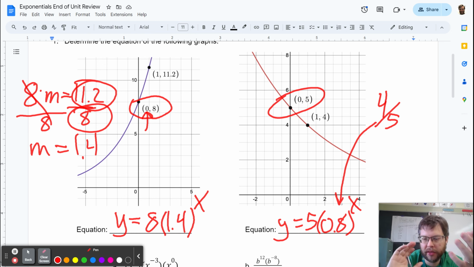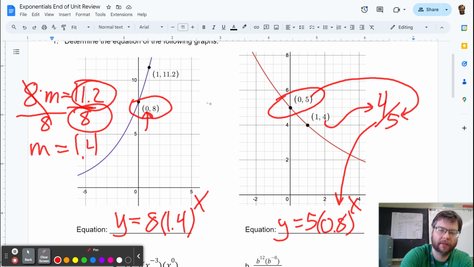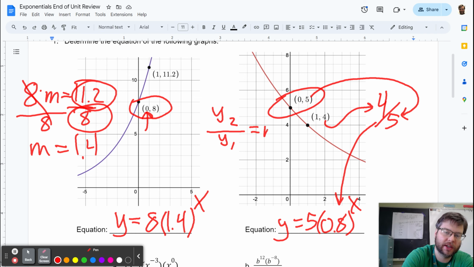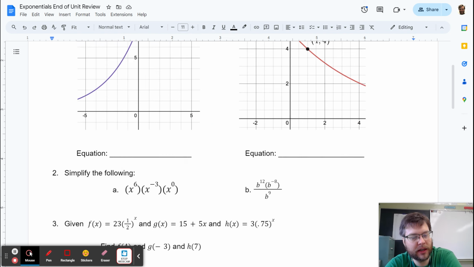Some people get mixed up. They're like, well, I do one thing if it's growth, I do a different thing if it's decay. No, it's always the later y value divided by the earlier y value. That's why I took the y value that comes second and put it on top, and the y value that comes first and put it on bottom. It's the later y value divided by the earlier y value. That's your multiplier. All right, moving on down.